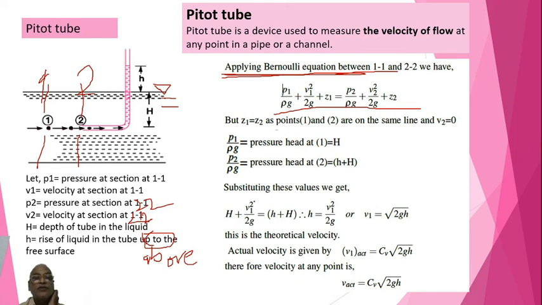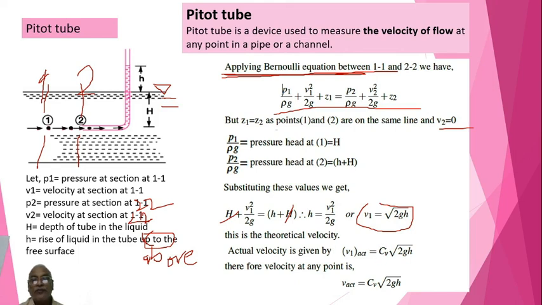For P1 by rho g, it is h. V1 squared by 2g as it is. Z1 is 0. On the right hand side, P2 by rho g is h plus H. V2 squared by 2g is 0. Z2 is 0. So you will have h cancelled off. You will be having simply V1 squared equal to 2gH, or V1 is equal to root 2gH. Again, this is a theoretical equation, right? This is the theoretical velocity. The actual velocity will be slightly lesser.